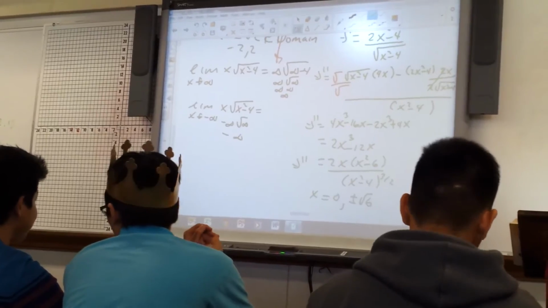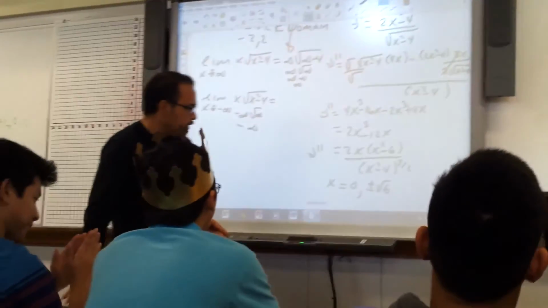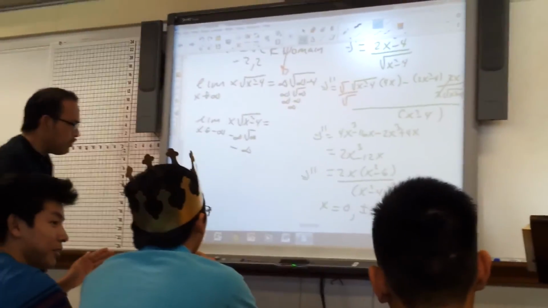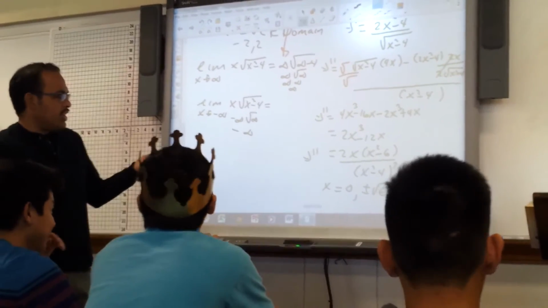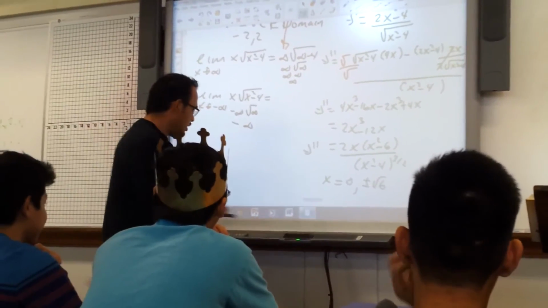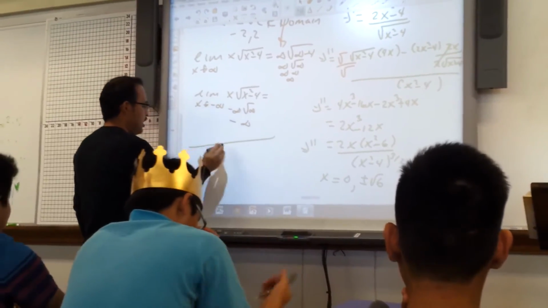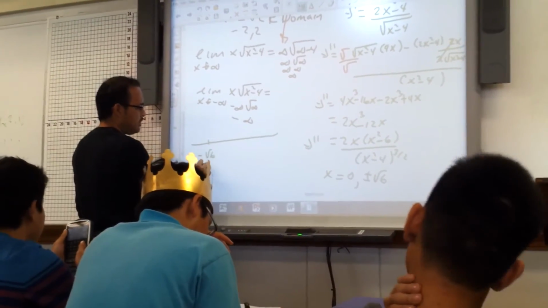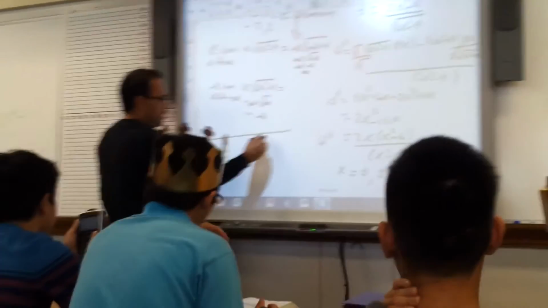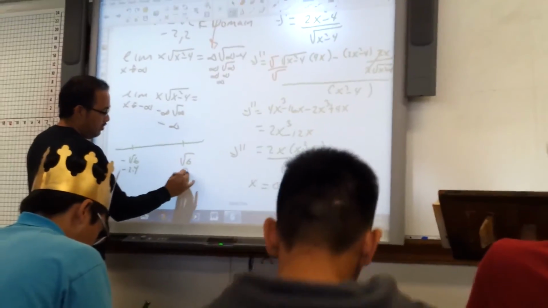Okay, let's see. So what's wrong with points of inflection? Well, I guess there's nothing wrong with it. I don't know why, I just have to test it. So I'll put negative radical 6, which is about negative 2.4, and radical 6, which is 2.4.